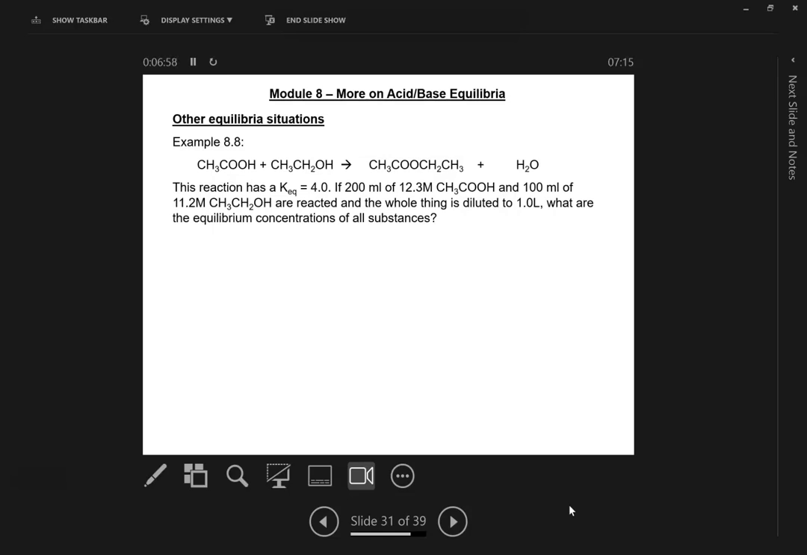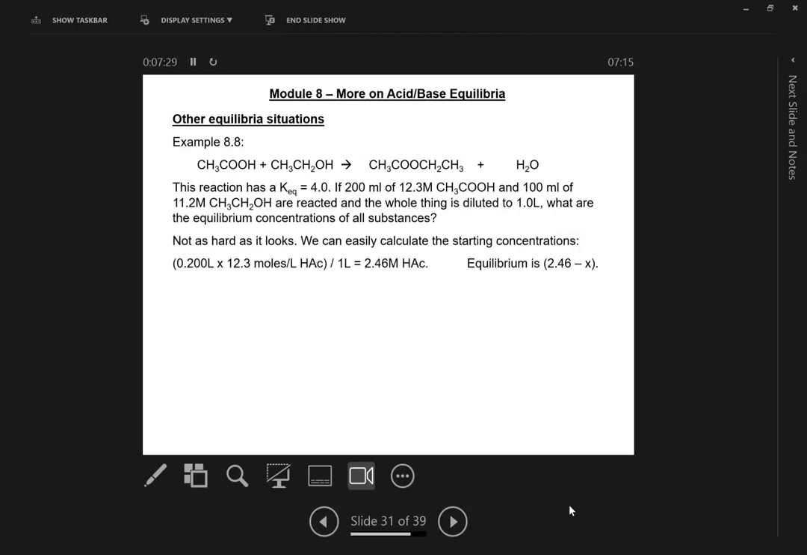Well, 4 is greater than 1. Now if I take 200 milliliters of 12.3 molar acetic acid and 100 milliliters of 11.2 molar acetone, I react this, the whole thing's diluted to 1 liter. What do I get when I finish? What are my equilibrium concentrations? This looks really hard, but it's not. We can easily calculate the starting concentrations, right? I take my concentration times my volume to get the number of moles.